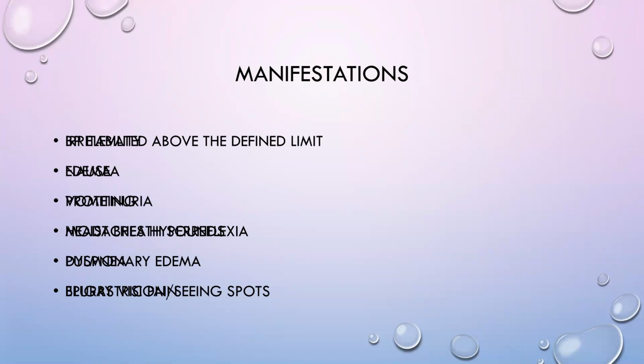Manifestations that you're going to see because of the high blood pressure are irritability, edema that's not going to just be in the lower extremities, but also present in the face and hands and arms, generalized puffiness. You'll see protein in the urine. They may have headaches. Pulmonary edema can be present, and visual changes such as spots before their eyes are common. Nausea and vomiting, shortness of breath, dyspnea, and epigastric pain are all manifestations of preeclampsia.